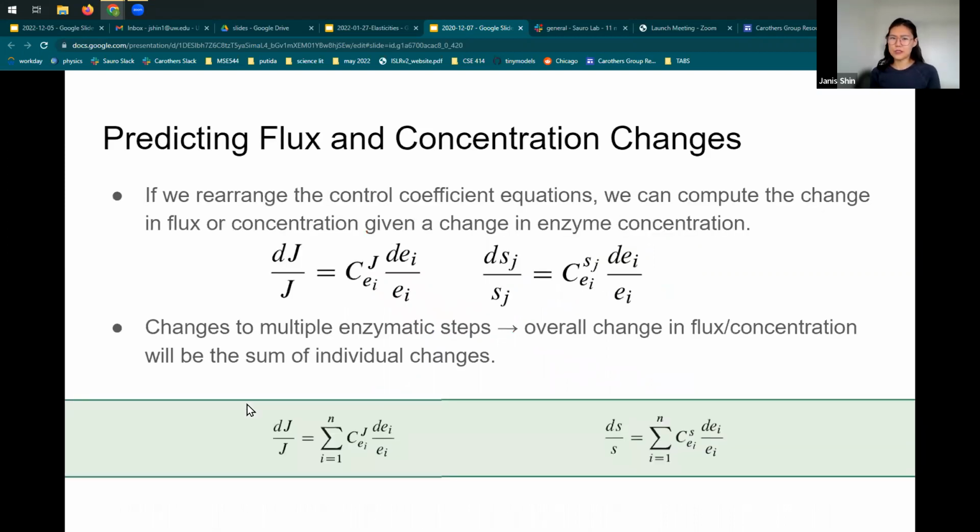So if we rearrange the control coefficients, we can also compute the changes in flux or concentration given the change in enzyme concentration. This is just a rearrangement of the flux control coefficients and the concentration control coefficients, multiplied to each side. But again, this only holds true if the changes in the enzyme concentrations are infinitesimal. So if we make changes to multiple enzymatic steps, then the overall change to the fluxes or the concentrations will be the sum of the individual changes.